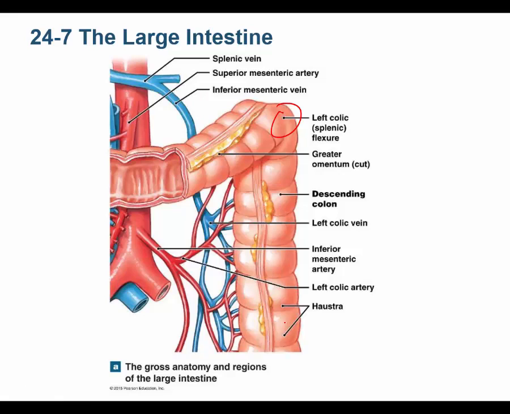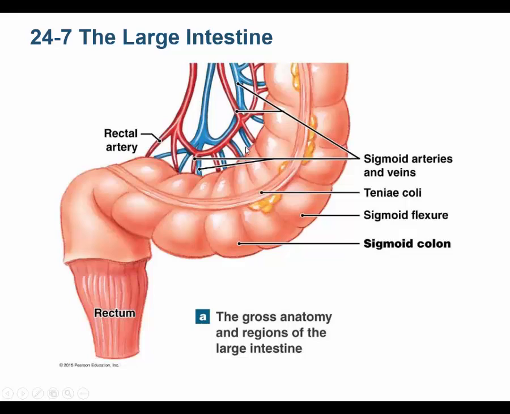And you see the haustra right here, formed because of the tinea coli. You see the descending colon. Then you see your sigmoid flexure right here. And this is the sigmoid colon. They always say that's S-shaped. That's an S to me. That's actually a pretty poor S.